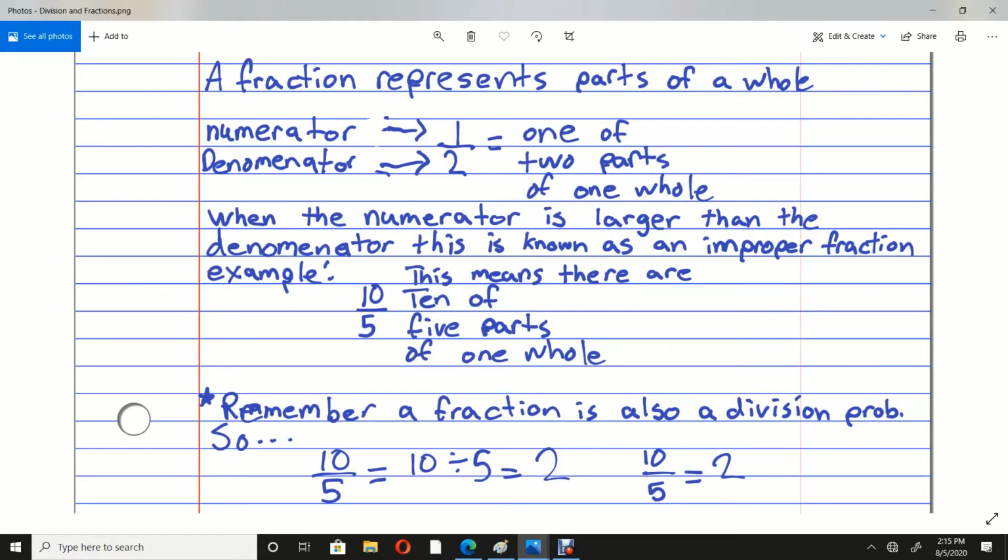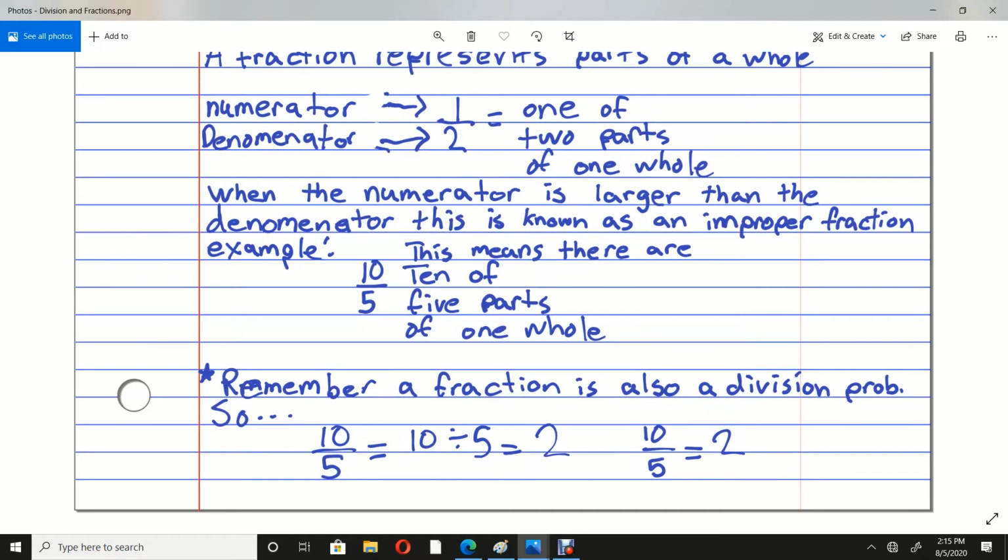I probably could have saved myself some effort by having just the last little bit of this in the frame. But just a reminder that a fraction is also a division problem. So 10 over 5 is equal to 10 divided by 5, which is equal to 2. So 10 over 5 is equal to 2. I apologize. So finish taking these notes. You can pause it here if you haven't finished.